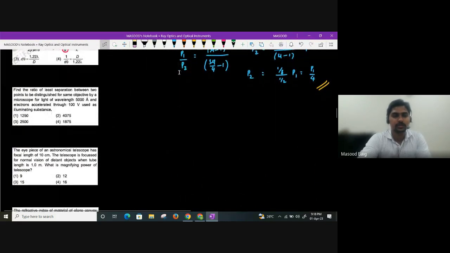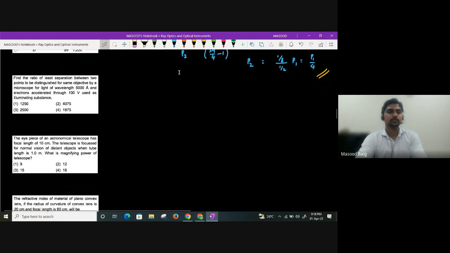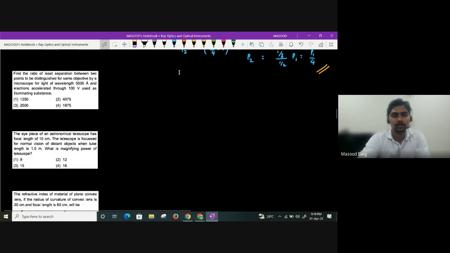Find the ratio of least separation between two points to be distinguished for same objective by a microscope for light of wavelength 5000 angstrom and electrons accelerated through 100 volt is used as an illuminating substance, guys. They're asking us to find out the least separation between two point objects to be distinguished for same objective by a microscope. So please tell me, we have something called de Broglie wavelength in this situation. What is de Broglie wavelength given?